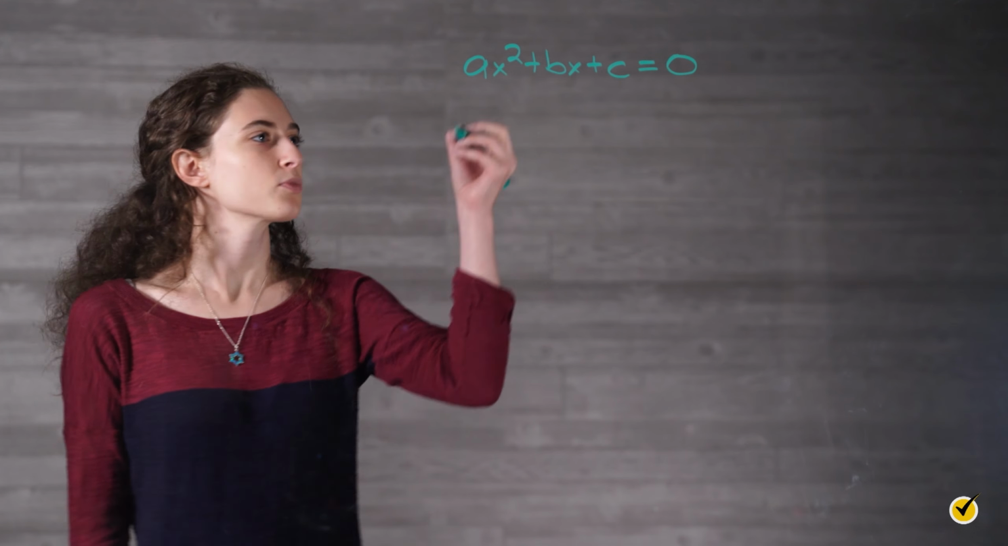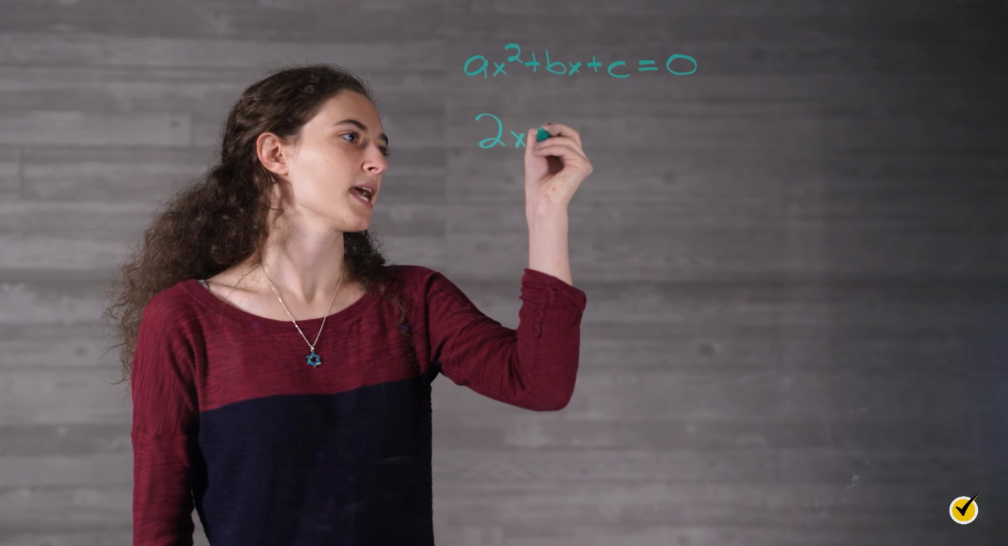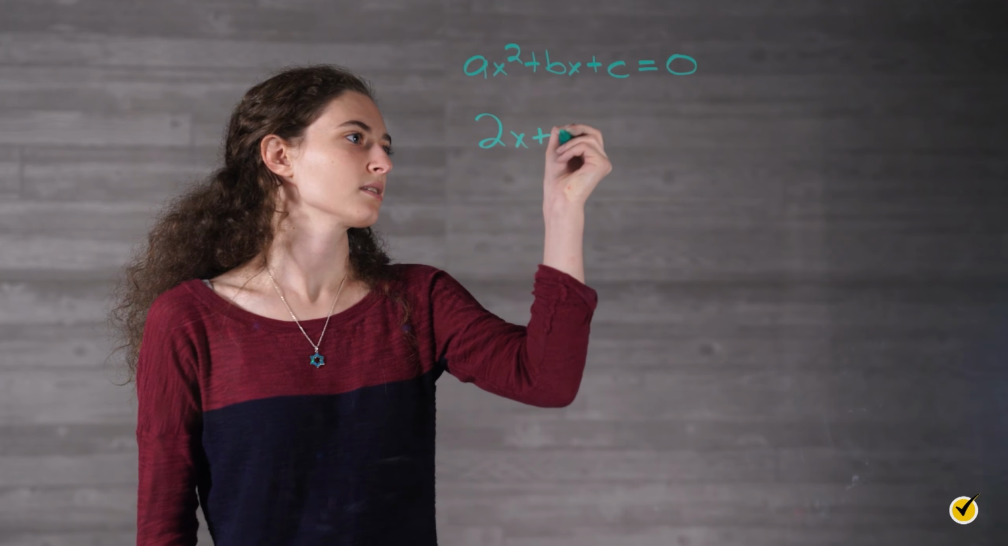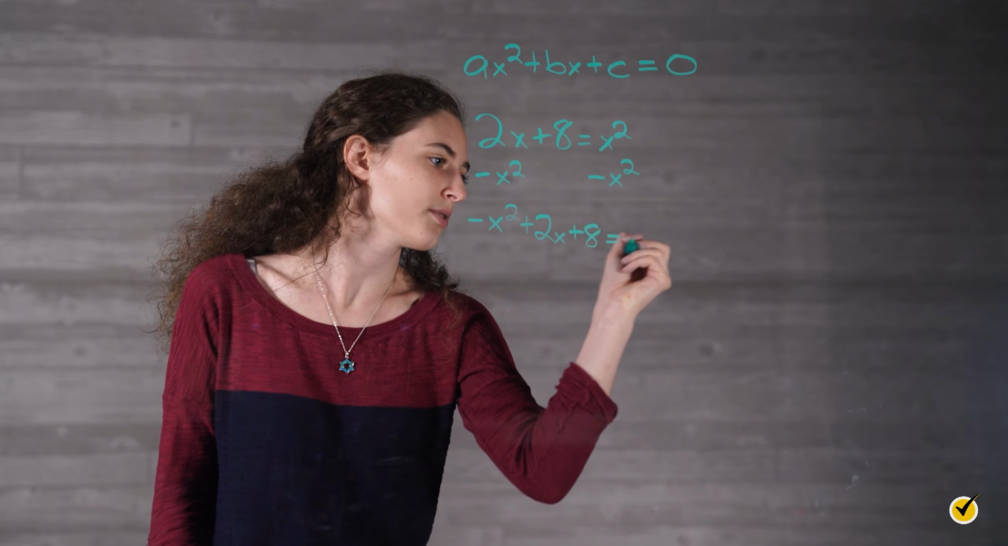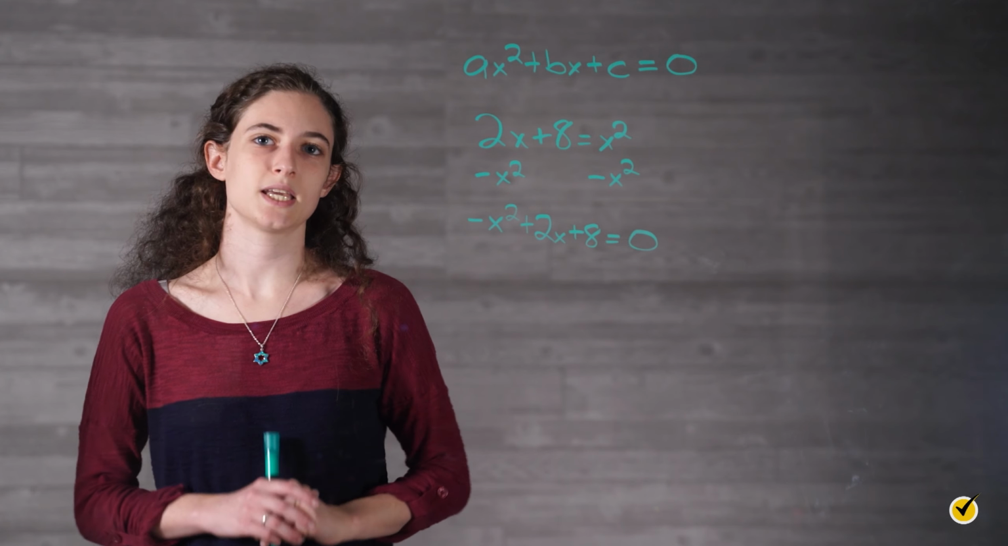For instance, 2x plus 8 equals x squared is not written in standard form, but by subtracting x squared from both sides, we get negative x squared plus 2x plus 8 equals 0, which is now in standard form.